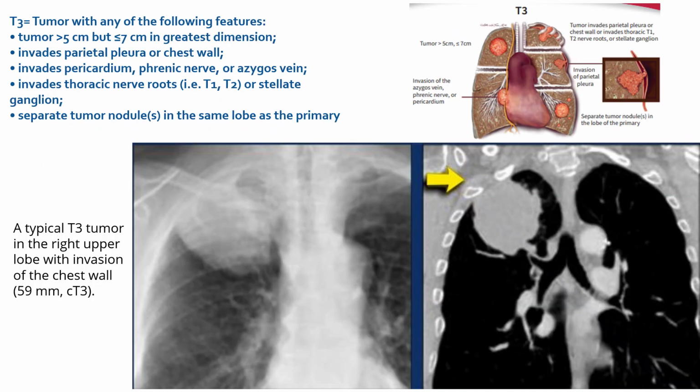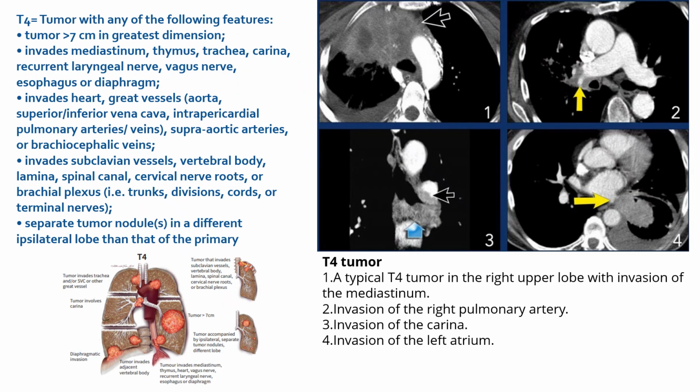T3 comprises of tumor between more than 5 cm to less than or equal to 7 cm in greatest dimension, which invades parietal pleura or chest wall, invades the pericardium, phrenic nerve, azygous vein, or thoracic nerve roots or stellate ganglion, or it has separate tumor nodules in same lobe as the primary tumor. T4, when the size of tumor is more than 7 cm in greatest dimension, is stamped as T4.